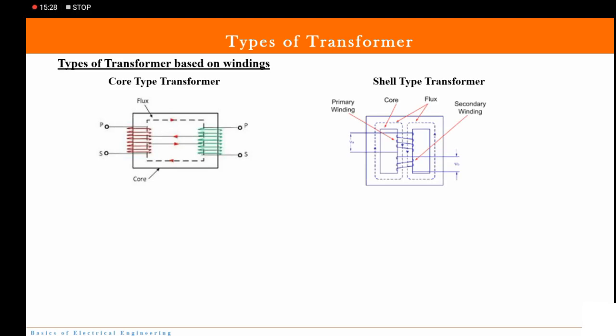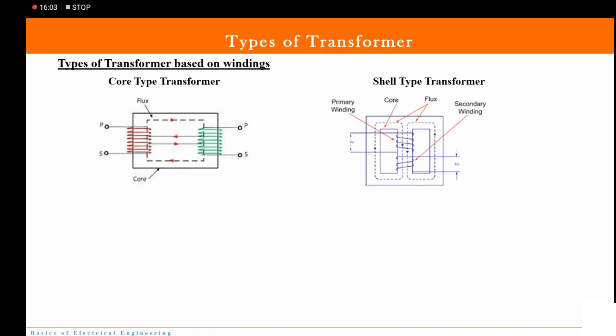Fine. So in core type transformer, you have the core at the center and then windings are there at the two ends. So windings are there at two limbs of the transformer, or in other words, I can say that in core type of transformer, windings surround the core. It means core is inside and windings are outside. And remember that each winding is properly insulated. These are all insulated windings.